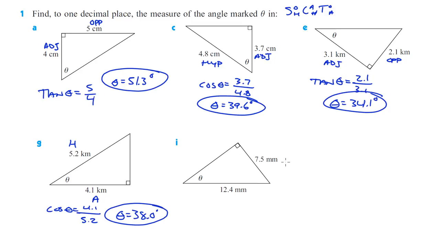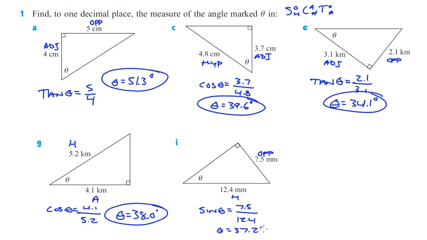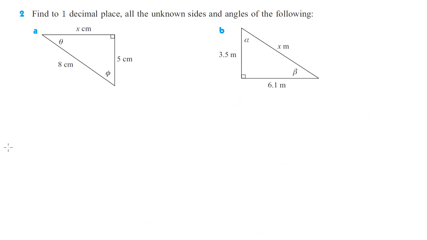Okay, and last one on this one here, we've got this is opposite, this is hypotenuse, so opposite and hypotenuse is sine, so we would want to do sine theta equals opposite, which is 7.5 over hypotenuse, which is 12.4. Okay, so second sine of 7.5 divided by 12.4 gives us 37.2 degrees.